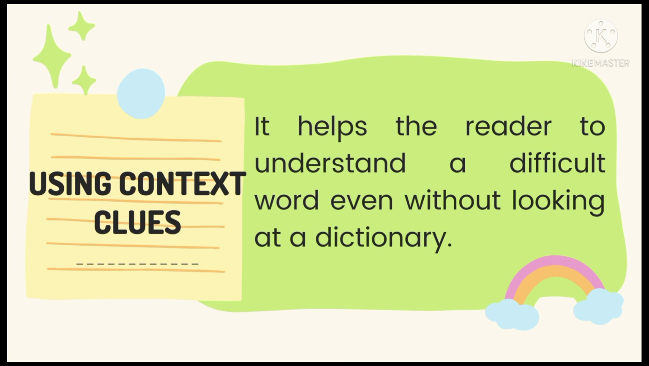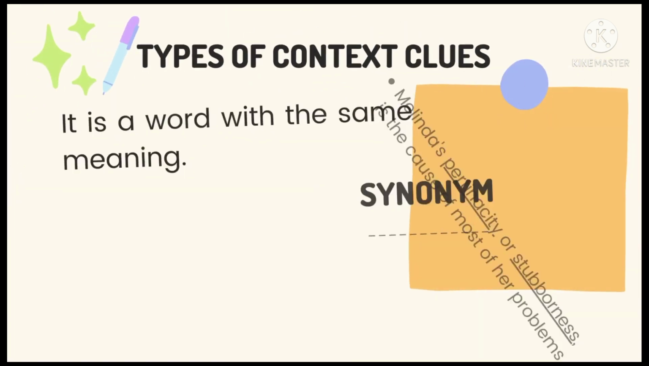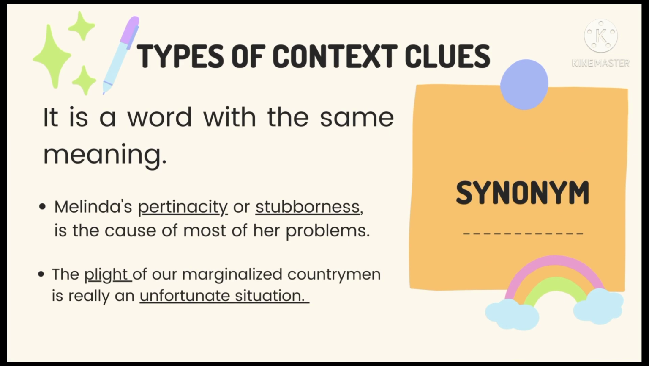First is by understanding the synonym. As the reader, you can discover the meaning of an unknown or unfamiliar word because it repeats an idea expressed in familiar words nearby. Synonyms are words with the same meaning. For example, take a look at this sentence. Melinda's pertinacity or stubbornness is the cause of most of her problems.